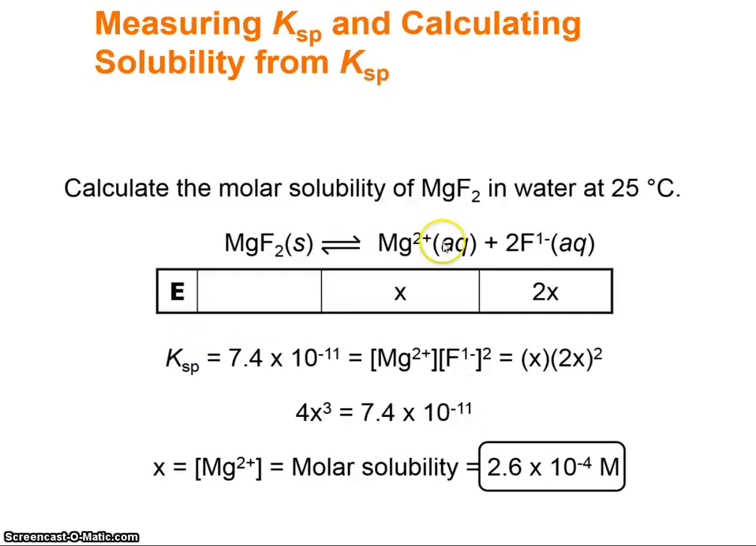We can do another one: calculate the molar solubility of magnesium fluoride in water. Here, the same basic setup. We're skipping straight to the equilibrium step. I've got x and 2x over here, because I'm making twice as much fluoride. So Ksp is 7.4 times 10 to the minus 11, which is Mg times F squared. So x times 2x squared. So I got 4x cubed is equal to 7.4 times 10 to the minus 11. Divide by 4, take the cube root. x is the concentration of magnesium, so the molar solubility is 2.6 times 10 to the minus 4 molar.